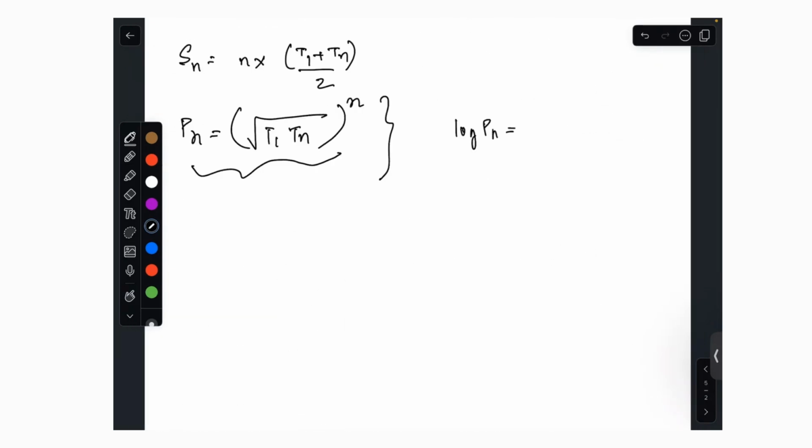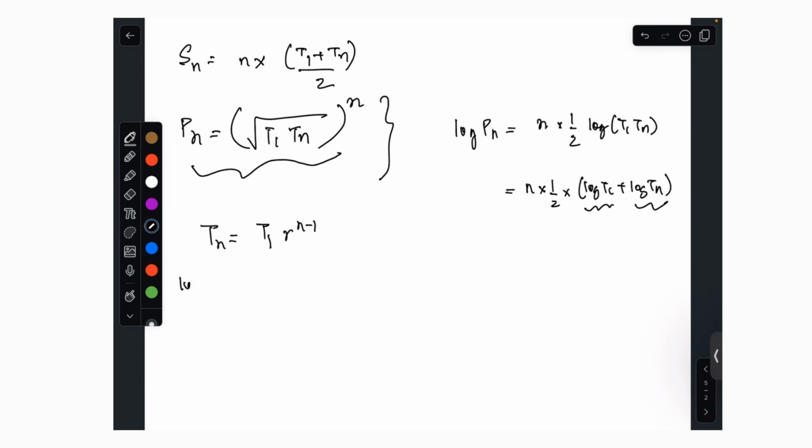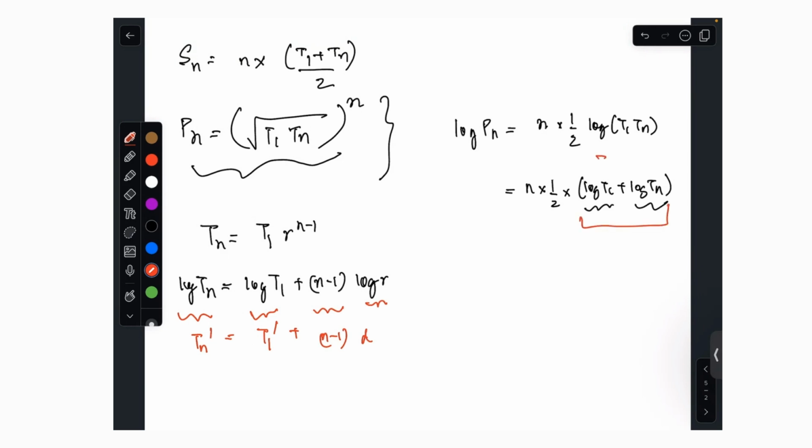If you take the log of Pn, we will be teaching about log more, do not worry about that. But if you know about log, it turns out to be n times half times log of T1 Tn, which is n times half times log T1 plus log Tn. Therefore, this turns out to be an AP. Essentially, let's write the direct recurrence relation: Tn is equal to T1 times r to the power n minus 1. If you take a log of this, it is similar to Tn dash equal to T1 dash plus n minus 1 times d. So if you take a log of a geometric series, it turns out to be an arithmetic series. That's an important relationship. You can see in the relationship how it turns out, this is the T1 dash.